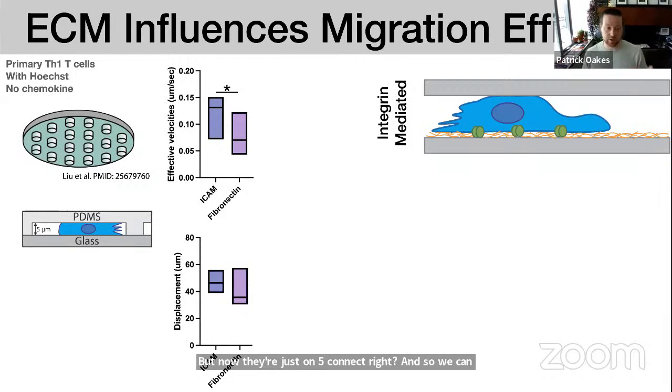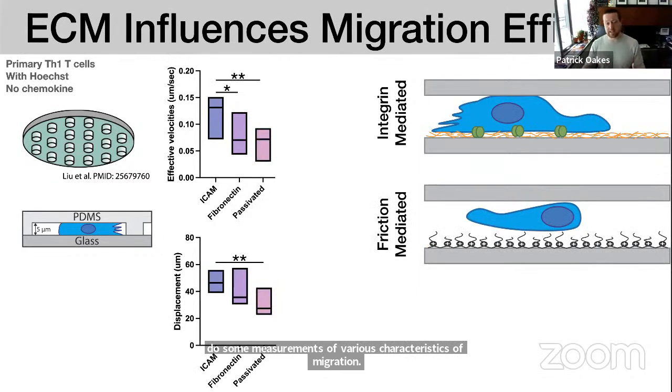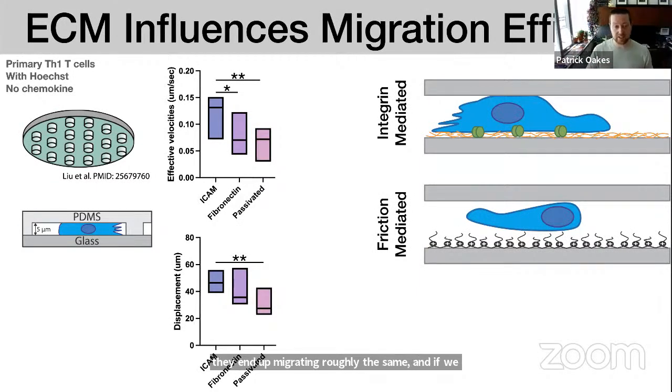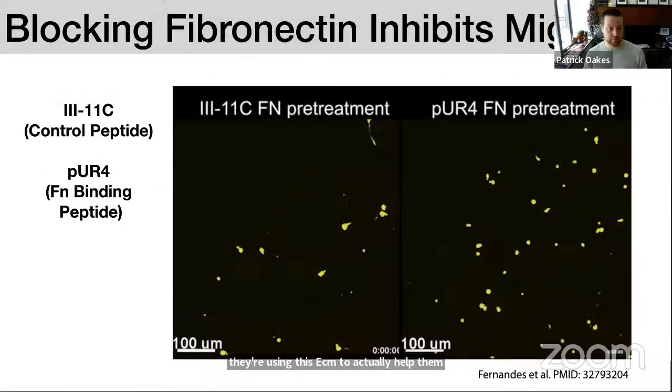What we can see is that they're a little bit slower, but they end up migrating roughly the same distance. And if we repeat the exact same measure, but do it with a purely passivated surface, we see that they don't migrate as well, either as fast or as far. And if we do another non-specific binding interaction, in this case PLL, which is going to be a more electrostatically mediated interaction, we again see that they don't migrate as fast or as far as they do when they have either fibronectin or ICAM present. Right, and so that really is telling you that they're using this ECM to actually help them be migratory.